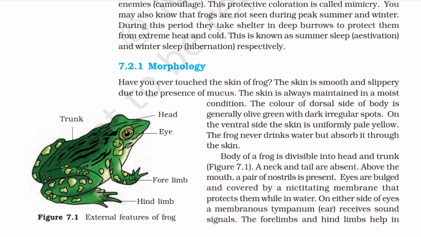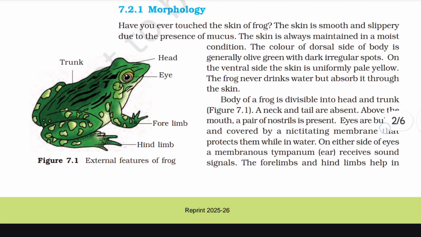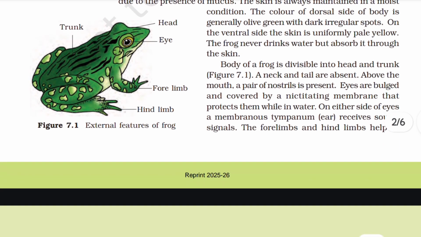7.2.1 Morphology. Have you ever touched the skin of a frog? The skin is smooth and slippery due to the presence of mucus. The skin is always maintained in a moist condition. The color of the dorsal side of the body is generally olive green with dark irregular spots. On the ventral side, the skin is uniformly pale yellow. The frog never drinks water but absorbs it through the skin. The body of a frog is divisible into head and trunk. A neck and tail are absent.